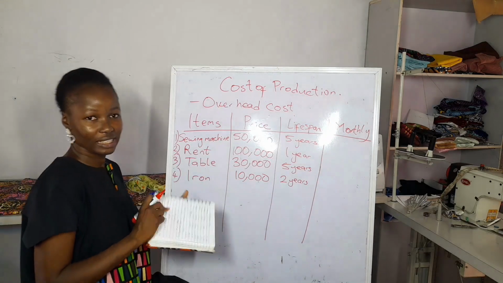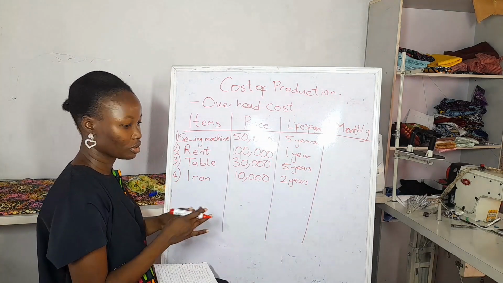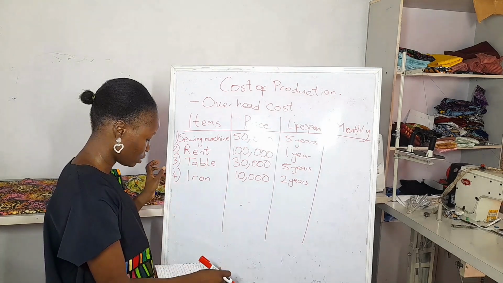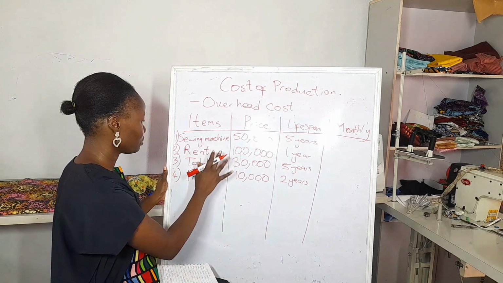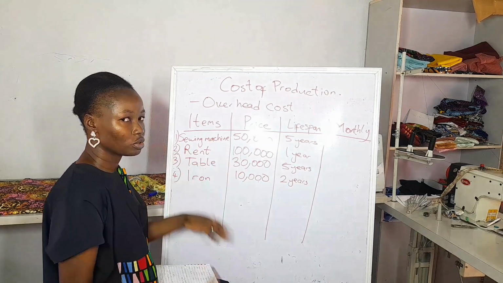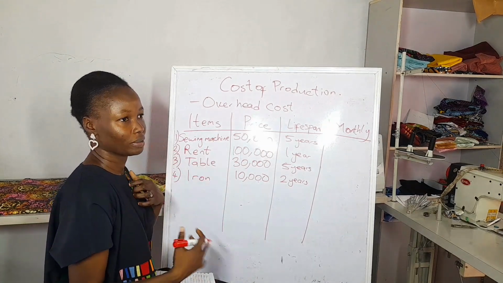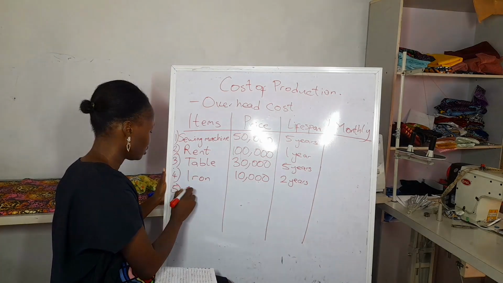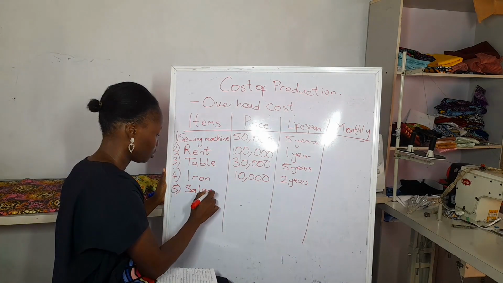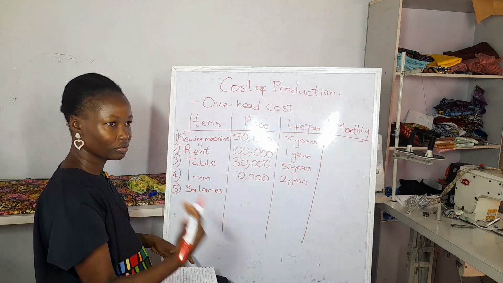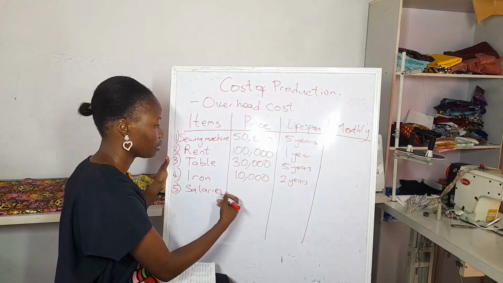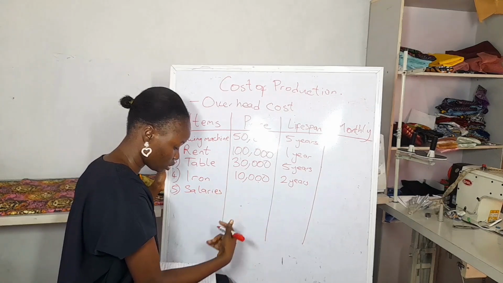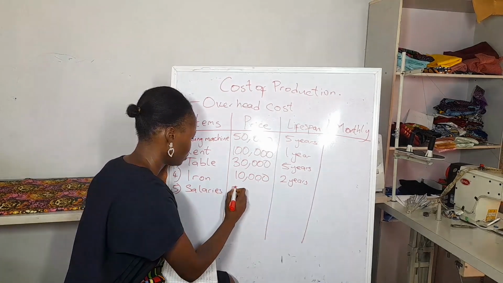So these are just estimates I made, so yours might be different. It doesn't have to be the same. So I stated what my sewing machine went for. Now maybe you have a worker, or you are paying yourself a salary. You state it there, salaries. If you have 2, 3, or 4 workers, you state the entire salary you pay them monthly. So for this place, we're using a monthly salary of 50,000.